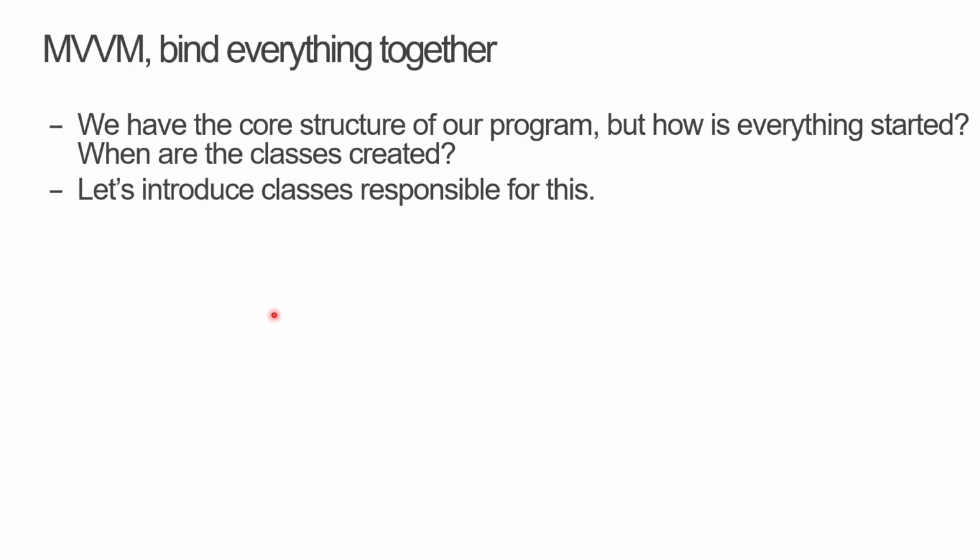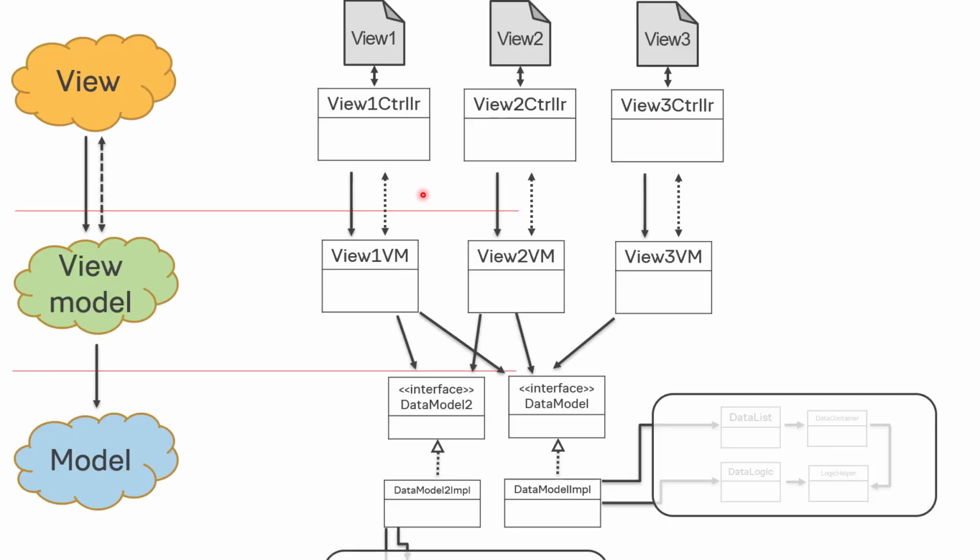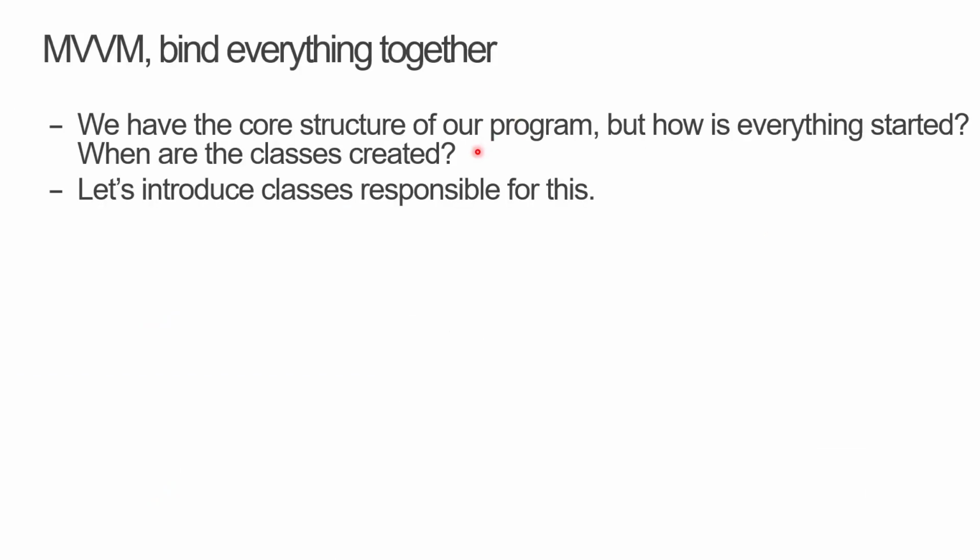So how do we actually do this binding everything together? I mean, we have the core structure of our program, but how do we start something? I didn't see a main method over here. And actually this shouldn't be the responsibility of any of these to start the program. Again, we are splitting responsibility into separate classes. So the question is, when are all my classes created and how and in which order? And the next part is to introduce the classes actually responsible for running the program or instantiating everything.